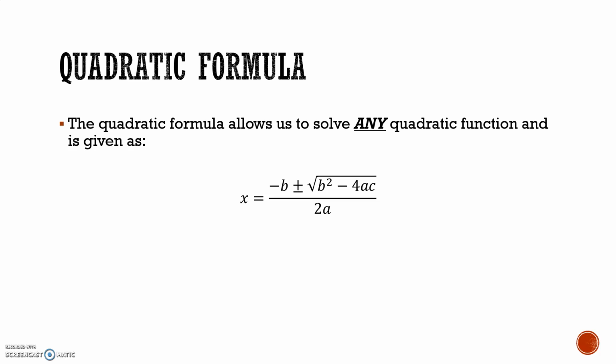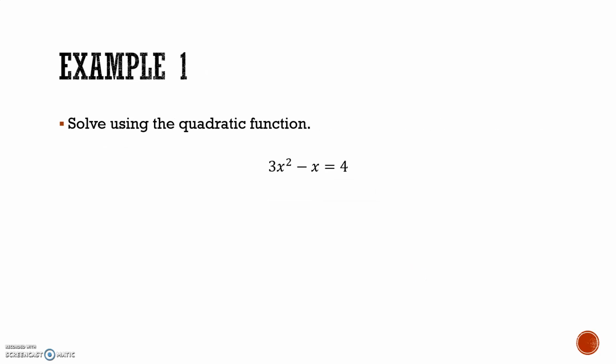I am sorry. So, solve using the quadratic, that should say formula. Typos. All right. So to solve using the quadratic formula, we need to have everything on the same side. I like having a positive x squared, so I'm going to move this 4 over. And we get 3x squared minus x minus 4 equals 0. I'm going to label my a, b, and c values since I have to use those a lot.